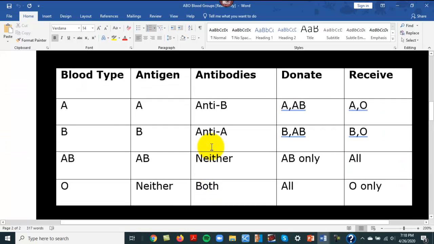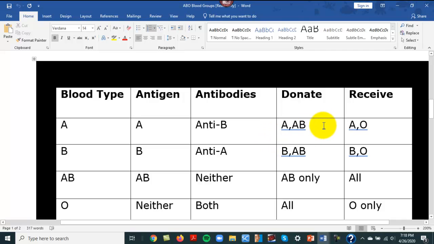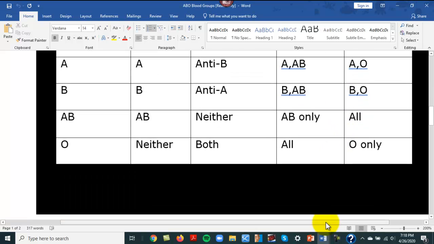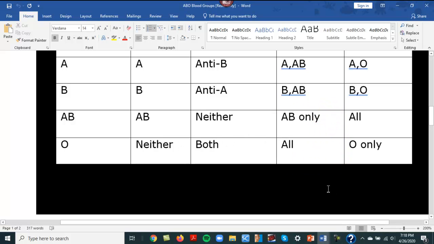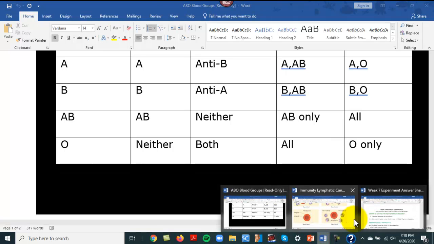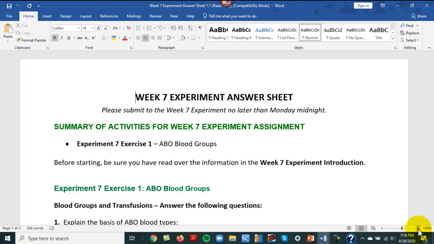And I hope this video helps. Sometimes this can be a little confusing, but if you get the letters correct, I'll give you full credit. Okay, so let's bounce over to our lab sheet.